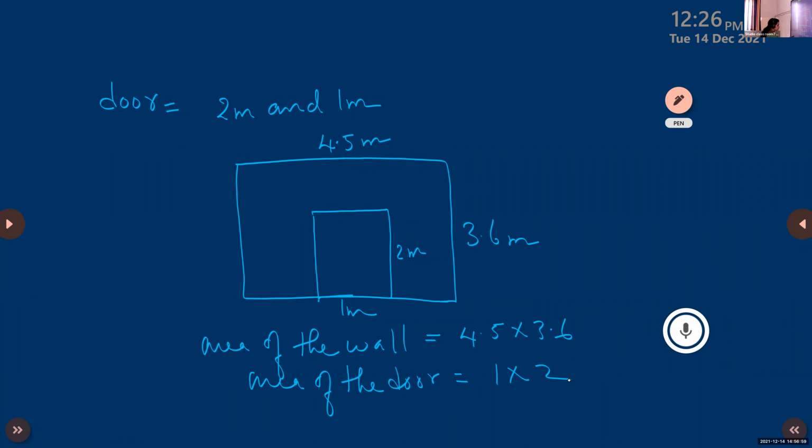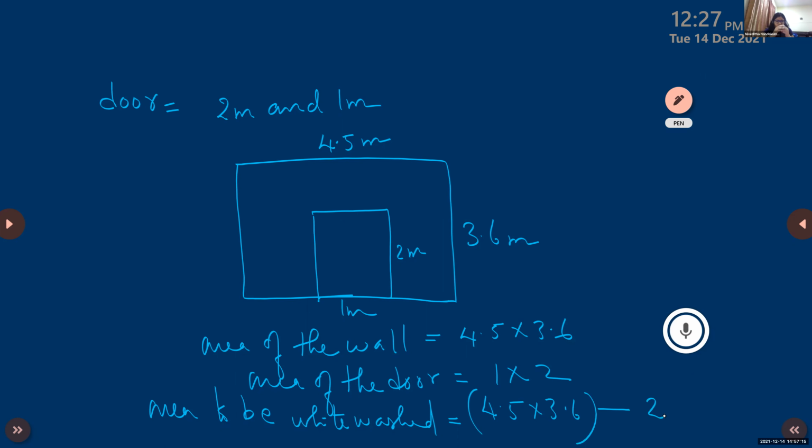So it will come like this: area to be whitewashed is equal to what? This 4.5 into 3.6, you will get some number, minus 1 into 2, 2 meter square area. So first do it with the numbers. You will get the answer. Then one number you got, no? Then what is given? For whitewashing 1 meter square, it is 20 rupees. So for whitewashing that much area, multiply by 20, isn't it?